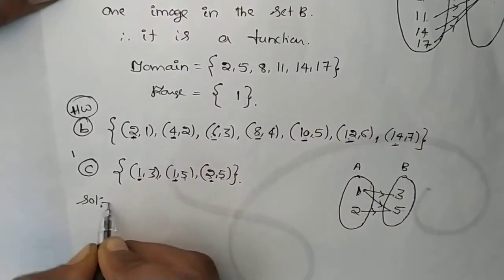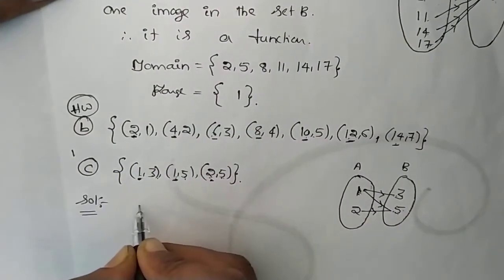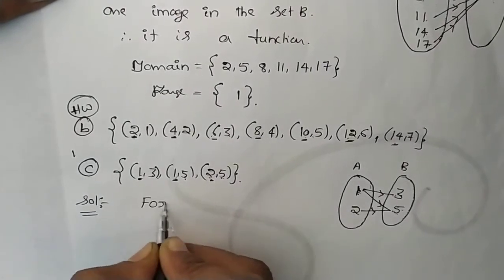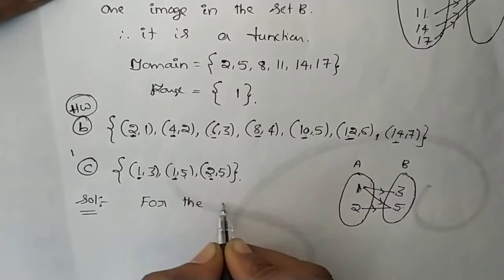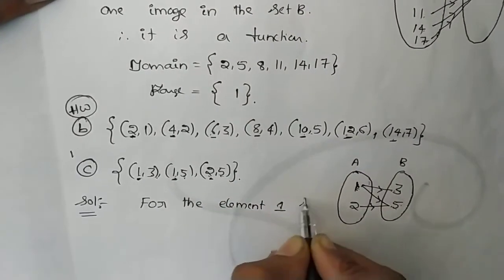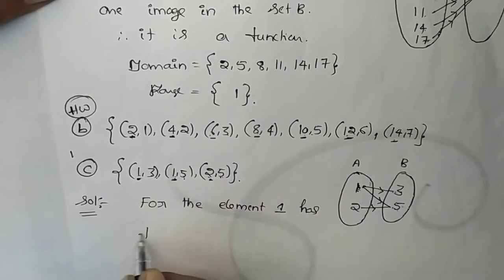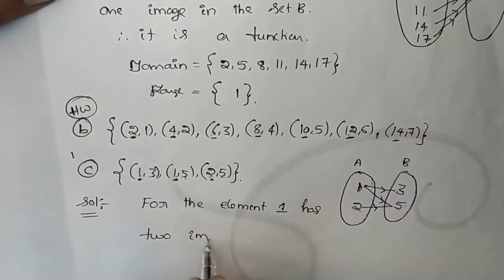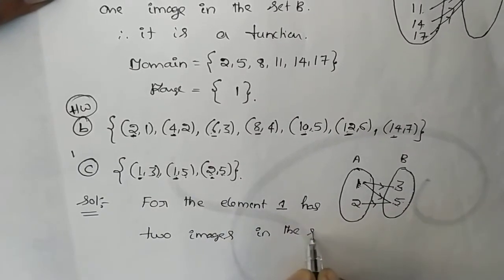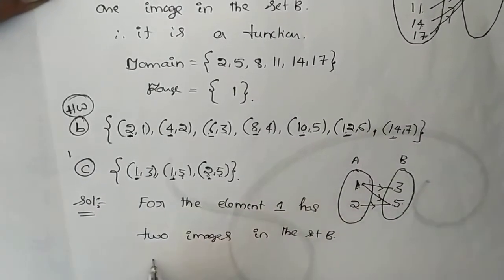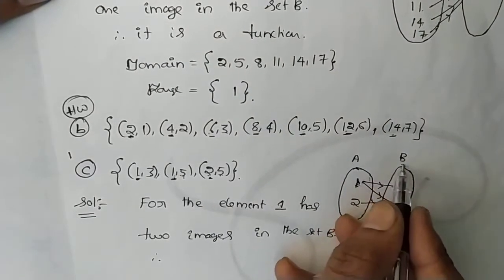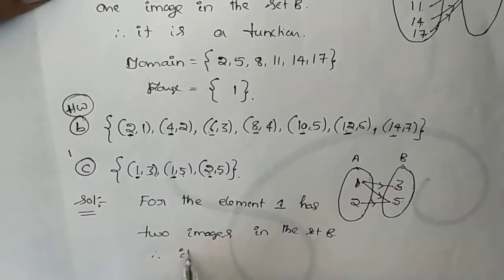Write down the reason why it is not a function. For the element 1, we have two images in the set B. Therefore, it is not a function.